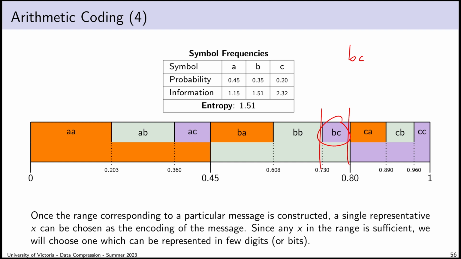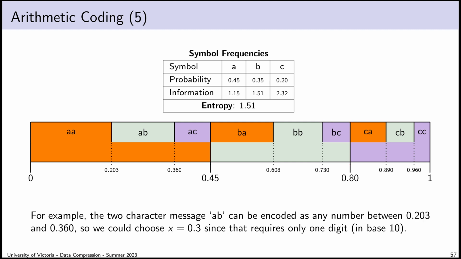Whatever is convenient for me. Because any fraction in that range, if you know you're getting a 2-character message, represents the message BC followed by some other stuff. So I just choose one of those as a representative and send it to you, and you decode the first 2 characters and then ignore the rest. So for example, if I want to encode AB, I could encode AB as any number between 0.203 and 0.36.